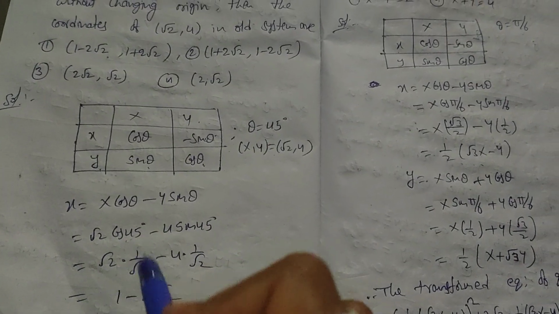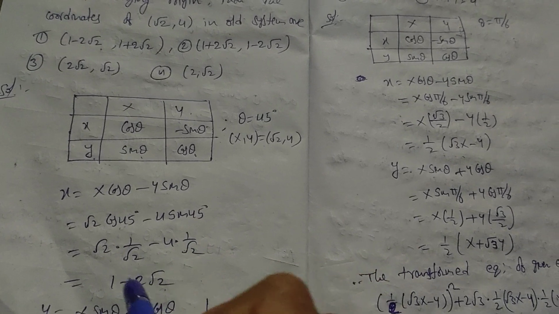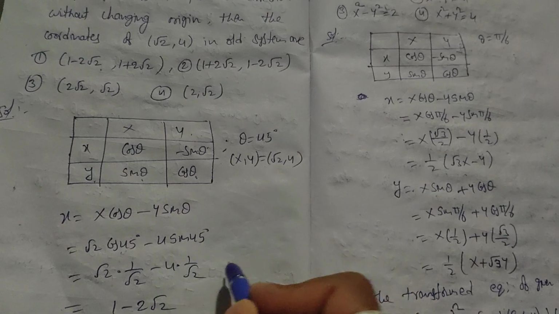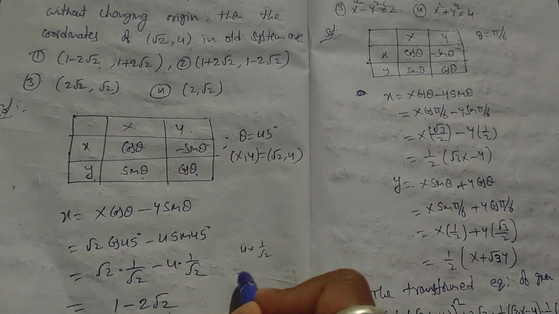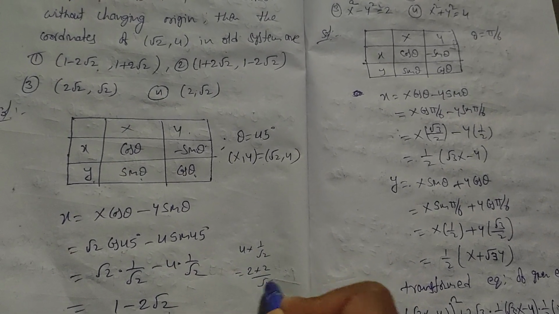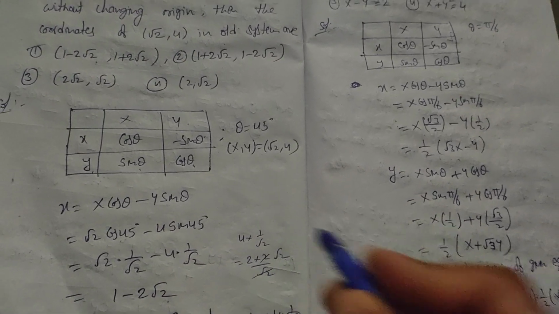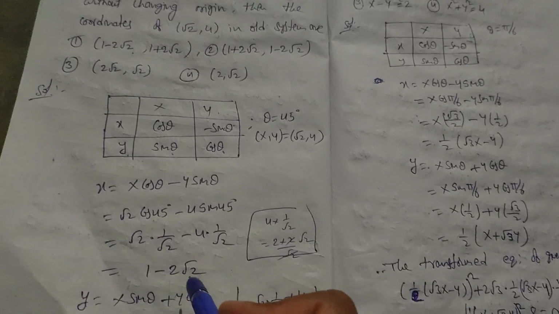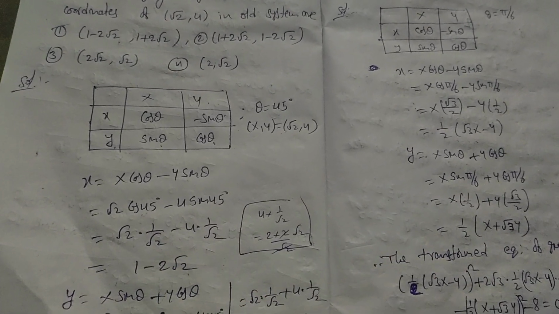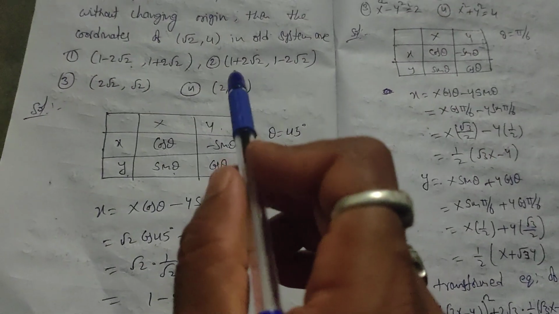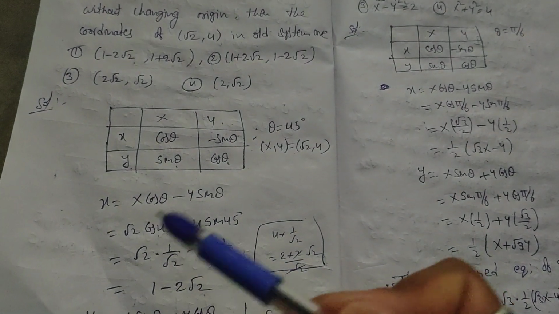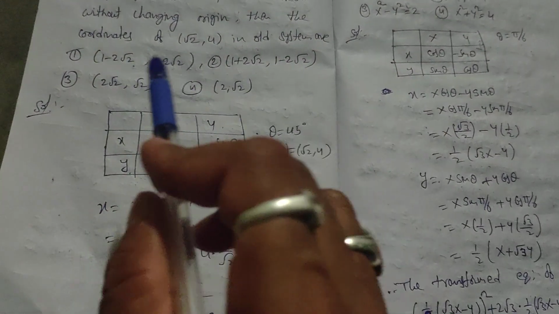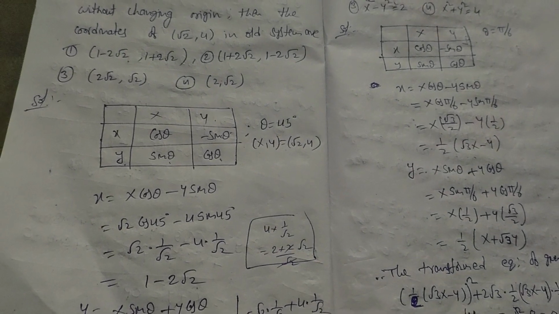This is equal to root 2 into 1 by root 2 minus 4 into 1 by root 2. The root 2 and root 2 get cancelled, giving 1 minus. Here 4 can be written as 2 into 2, so 4 into 1 by root 2 is 2 into 2 by root 2, and root 2 goes into 2 root 2 times. So we have 1 minus 2 root 2. Once you observe the options, only one option has x coordinate 1 minus 2 root 2, that is the first option. So this is the answer.